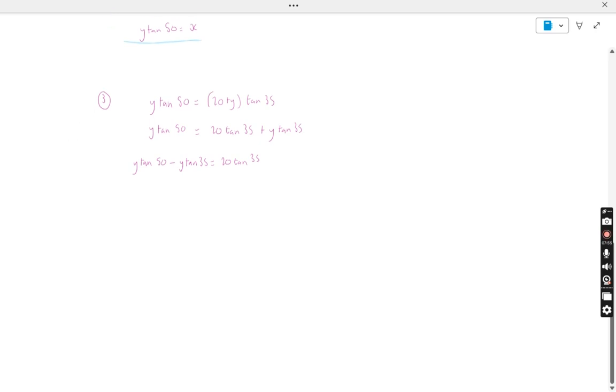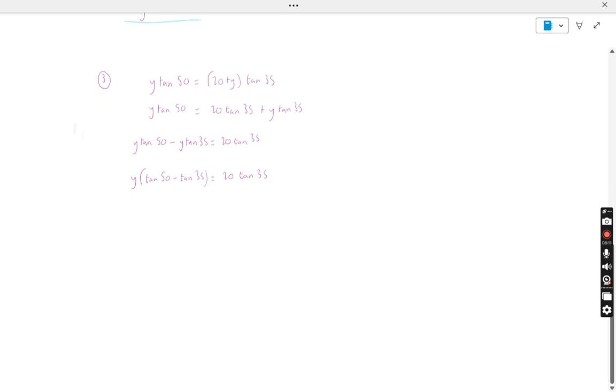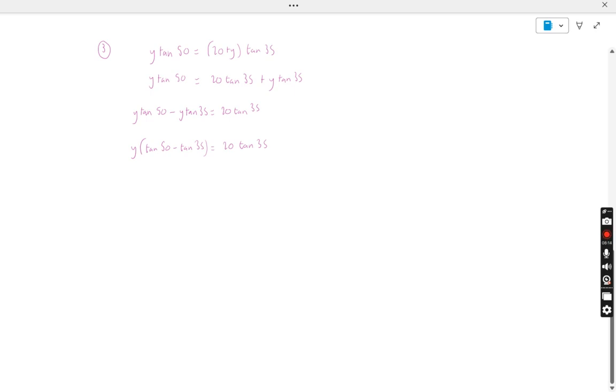Now let's factor out the y. So y outside of tan 50 minus tan 35 equals 20 tan 35. And now let's divide that second part in brackets down to the other side of the equation. So y equals 20 tan 35 divided by that bit that I just moved down, tan 50 minus tan 35.